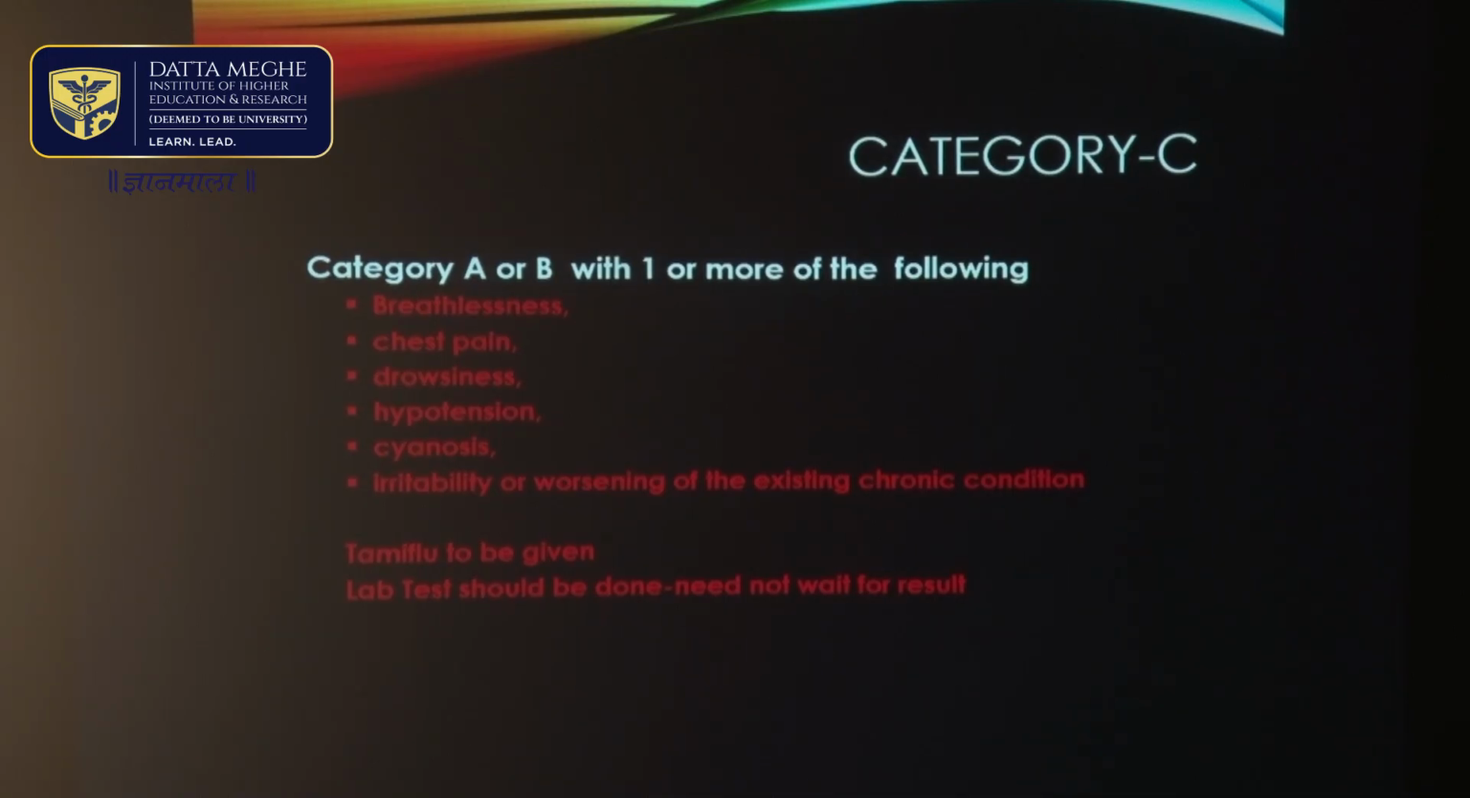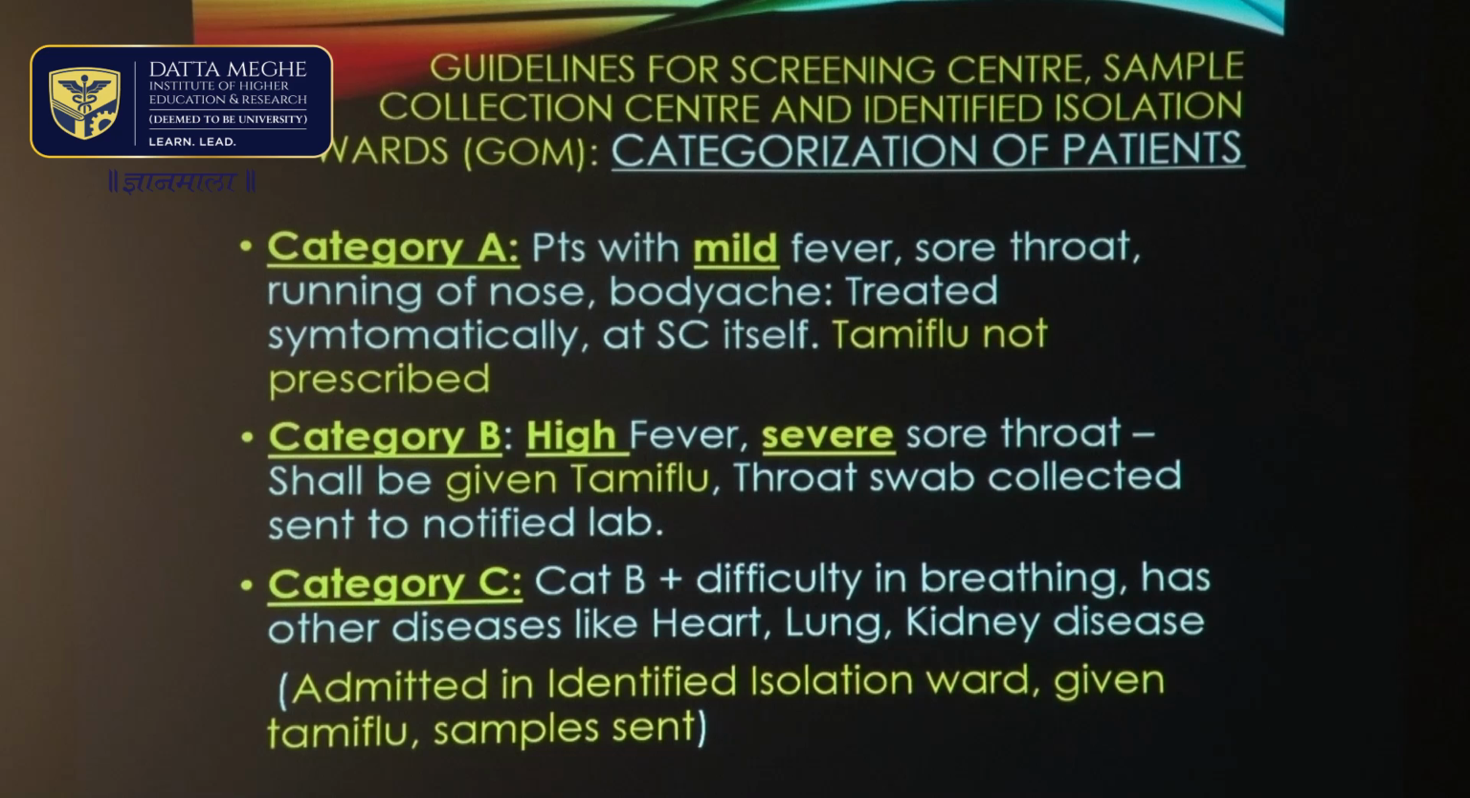Category C is when the patients have, in addition to the symptoms described in category A and B, breathlessness, and they have become hypoxic, cyanosis is present, and they have chest pain, they become drowsy, cyanosed and irritable. In that situation, patients definitely need hospitalization, sometimes in intensive care unit, and patients have to be monitored and tested and have to be given oseltamivir.